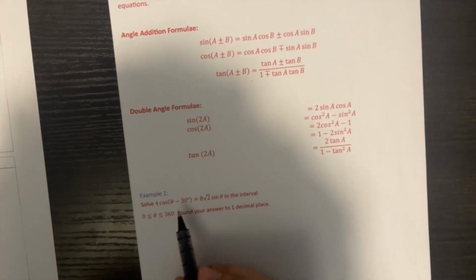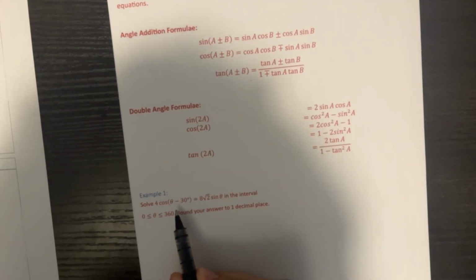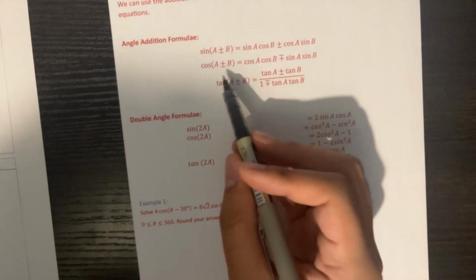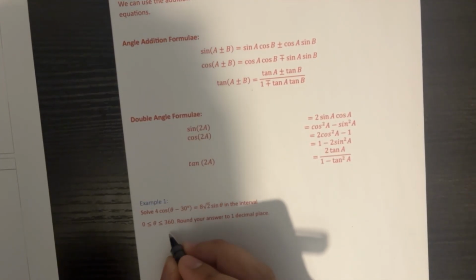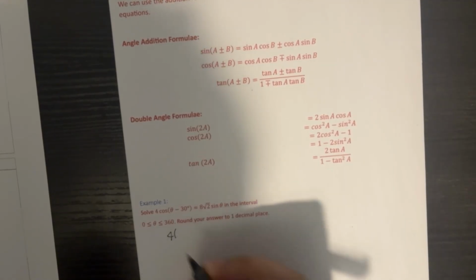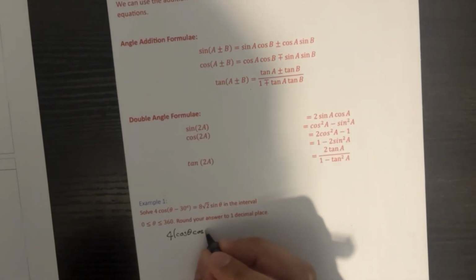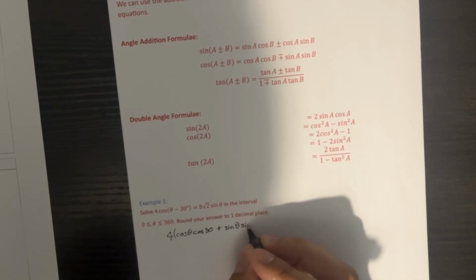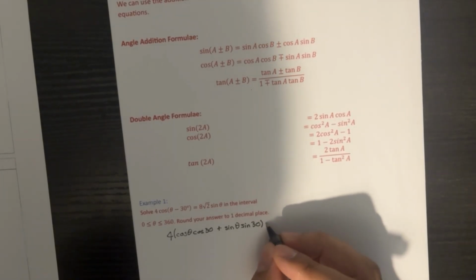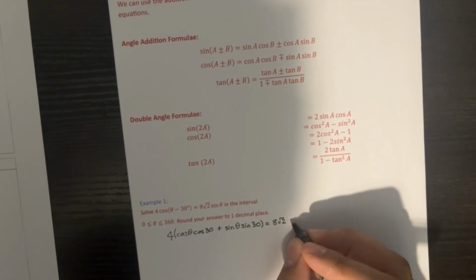The first thing we can recognise is we've got here cos of (theta minus 30). So we're just going to write that using the angle addition formula for cos of (theta minus 30). I'm just going to rewrite that equation. So I've got 4 lots of (cos theta cos 30 plus sine theta sine 30), and that is equal to 8 root 2 sine theta.